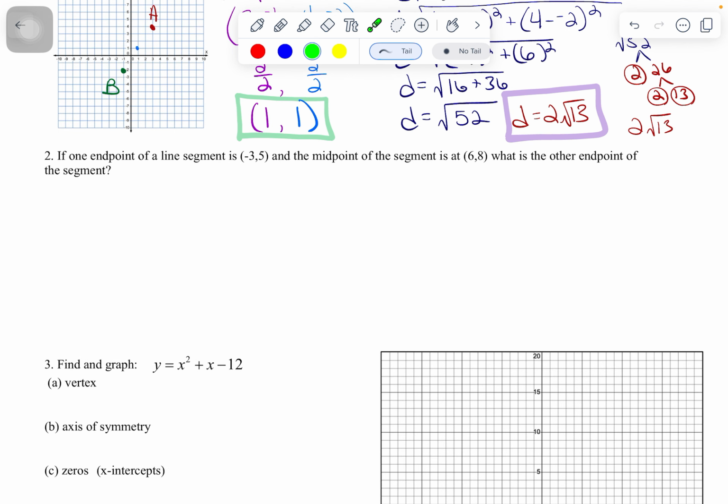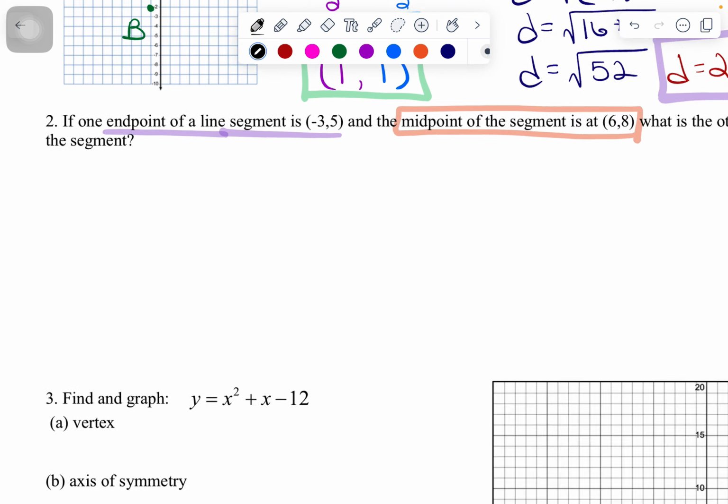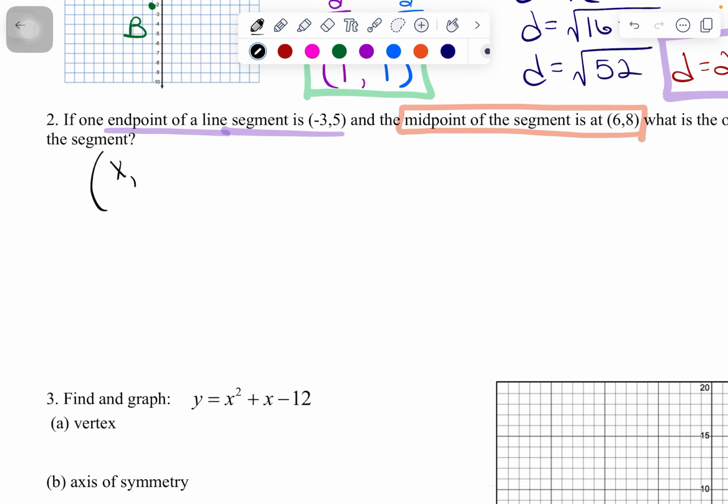All right, so then problem number 2. If one endpoint of a line segment is -3, 5, and the midpoint is 6, 8, what is the other endpoint of the segment? So I'm telling you what the midpoint is, and I've given you one endpoint. When we look at our midpoint formula, I'm going to write it out here really quickly. So we've got x1 plus x2 over 2, y1 plus y2 over 2.